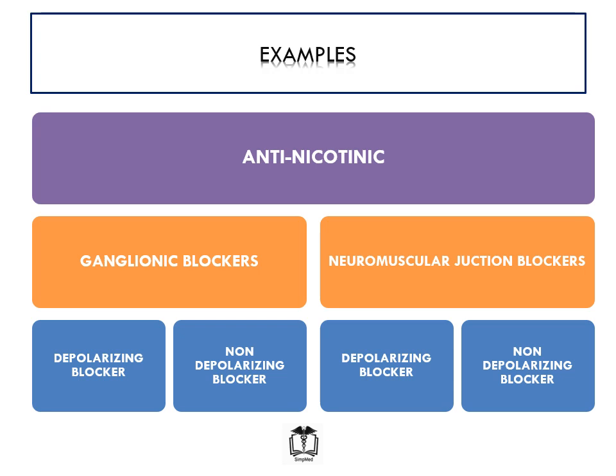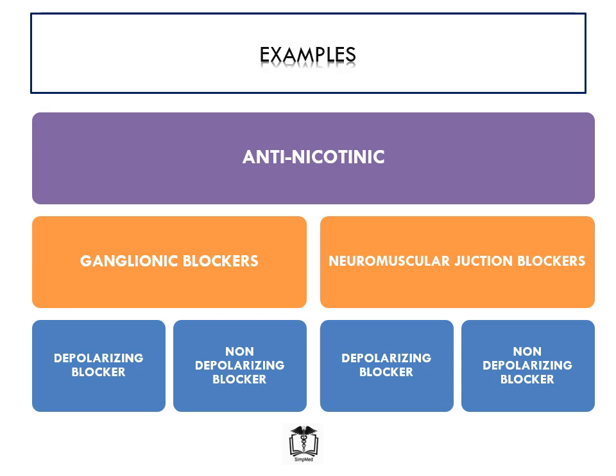Moving on to the examples under the anti-nicotinic agent. Remember, anti-nicotinic agents are further classified as either ganglionic blockers or neuromuscular junction blockers. This is by virtue of where they are working specifically. For the ganglionic blockers, they are working at the NN receptors at the ganglion. For the neuromuscular junction blockers, they are working specifically at the NM receptors in the skeletal muscles.